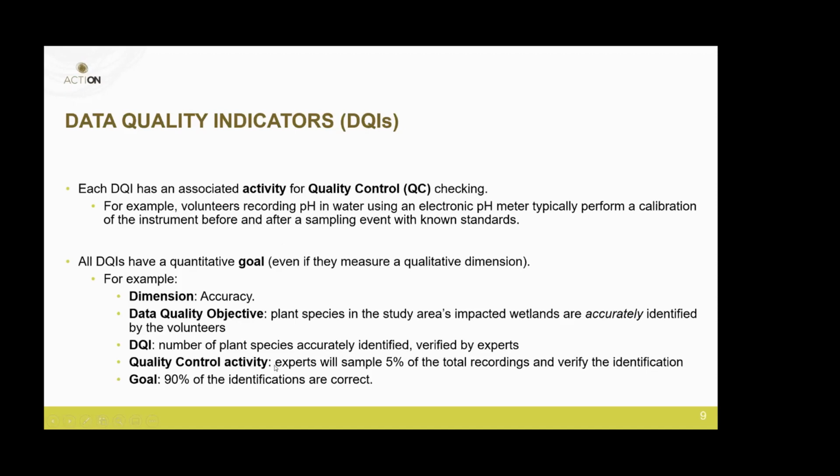The quality control activity, I can decide, this is up to you. So you have to set up your goals, your indicators, and your activities. This is just an example. I decide by myself that the best activity to check these indicators is that some experts will sample 5% of the total recordings and verify the identification. So this is an example. And the goal is that 90% of the samples double-checked, also by experts, have the correct identification.